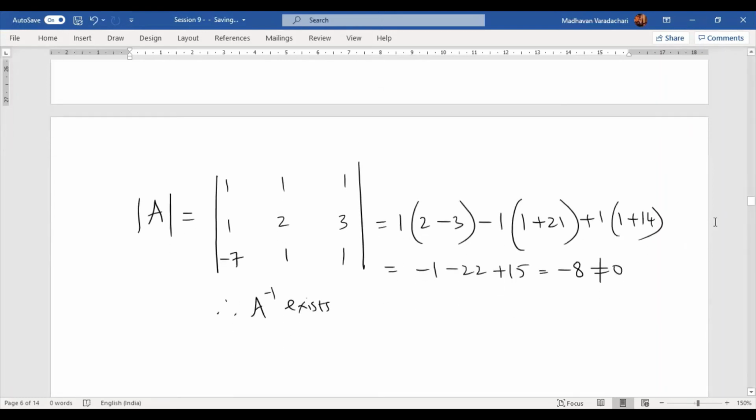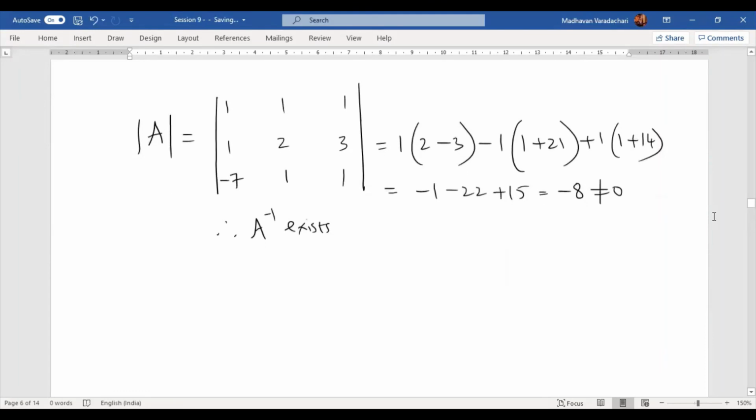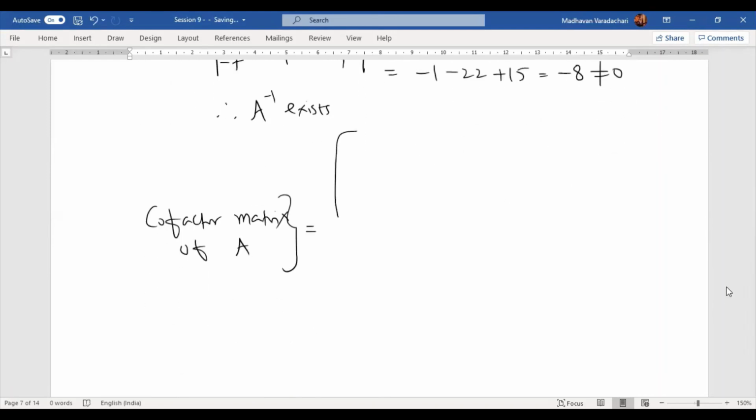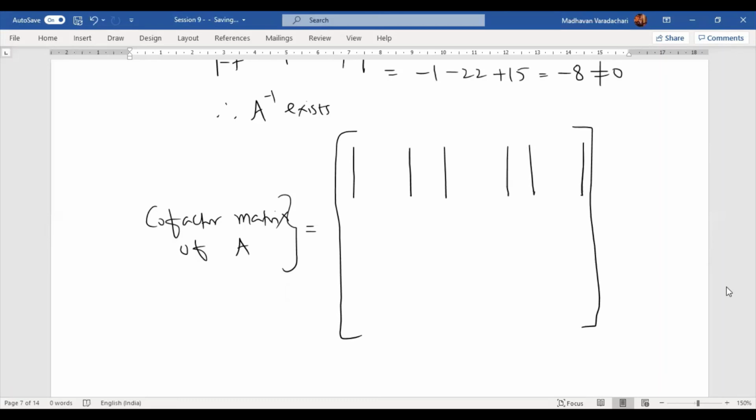Okay, now we need to find the adjoint of A or the cofactor matrix of A. First, let us find the cofactor matrix of A. So we will be drawing a big matrix so that inside the big matrix, we can create 9 small determinants like this. Since it is a cofactor matrix, I will assign signs in the beginning itself.